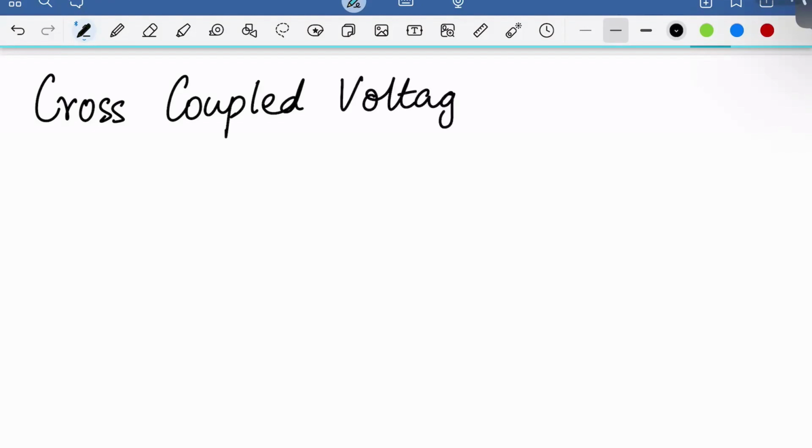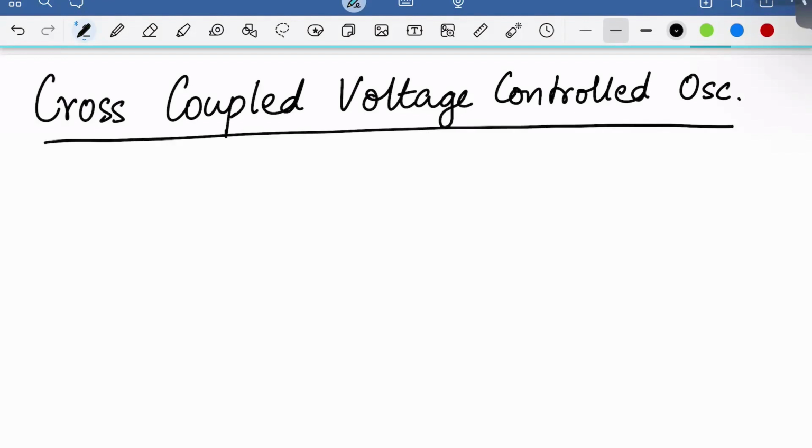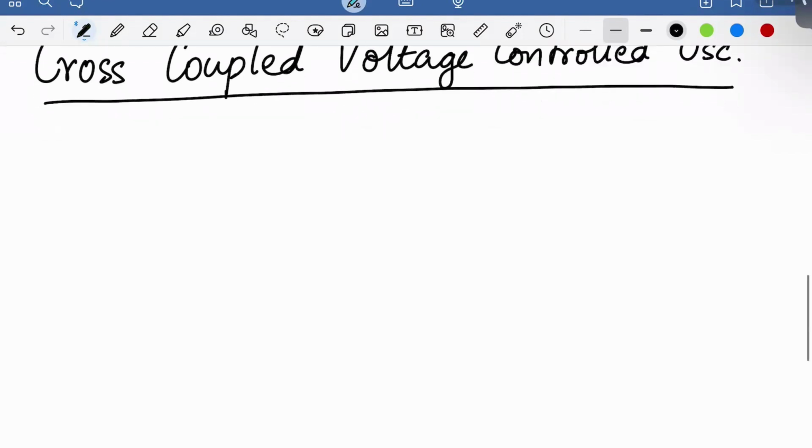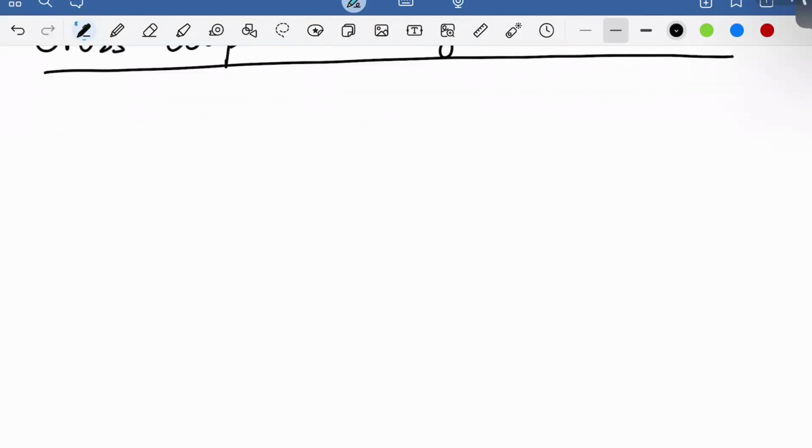Okay, so we'll call this the cross-coupled voltage controlled oscillator. It's a very popular oscillator that many people use, especially at higher frequencies. So it's important to know how to design it. If you remember, we said in the previous video, we'll just do a quick recap, that you have a tank.